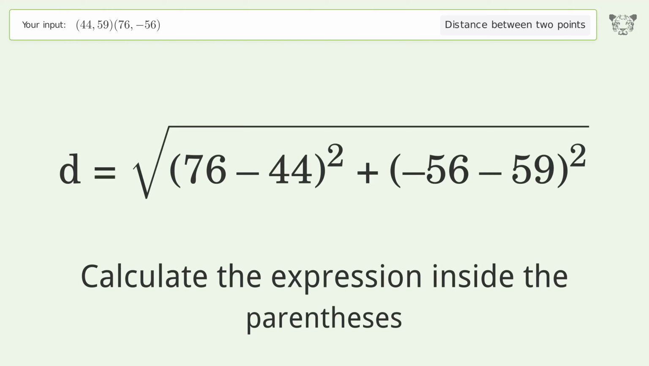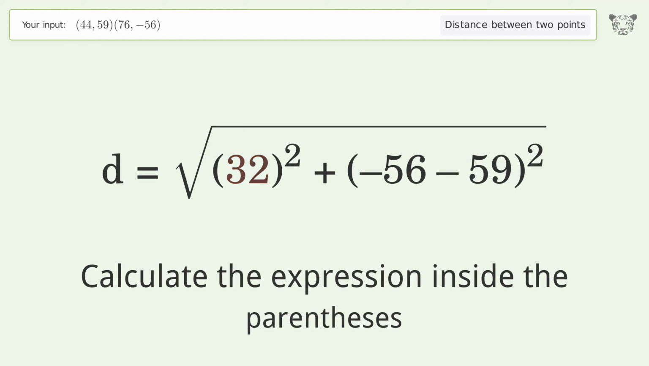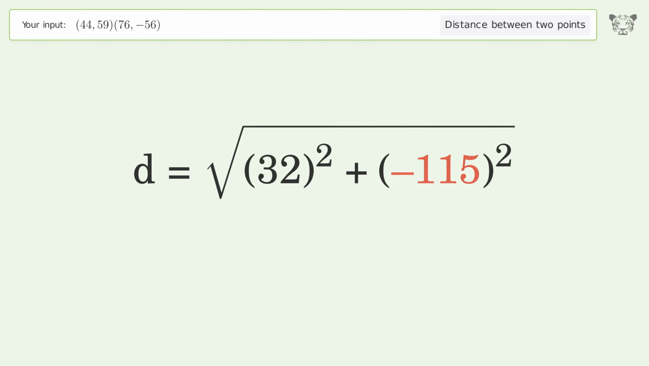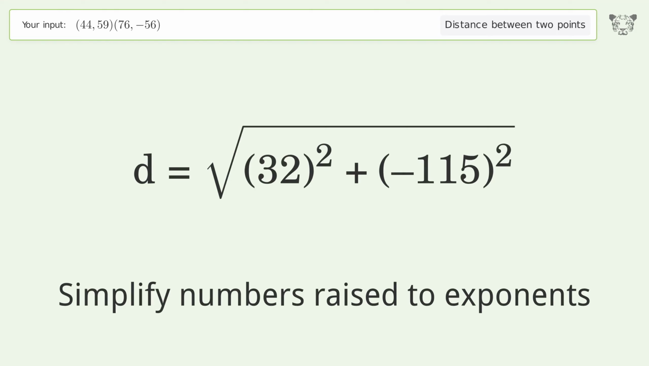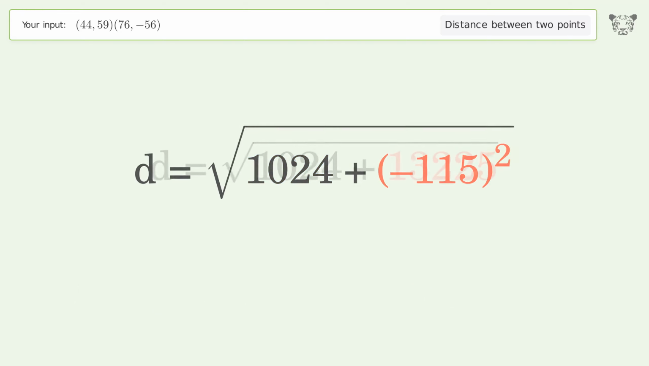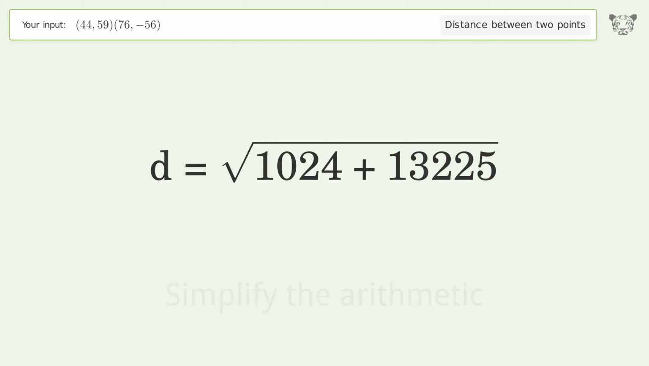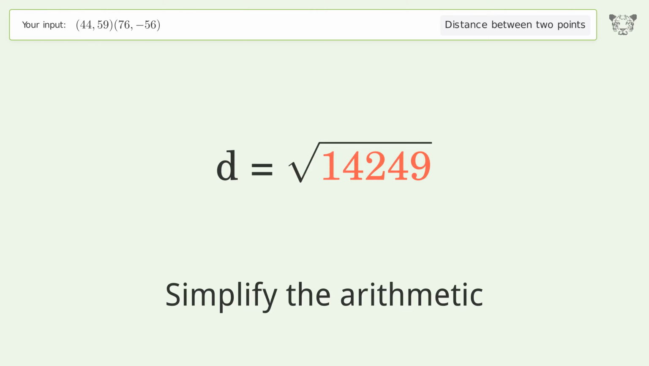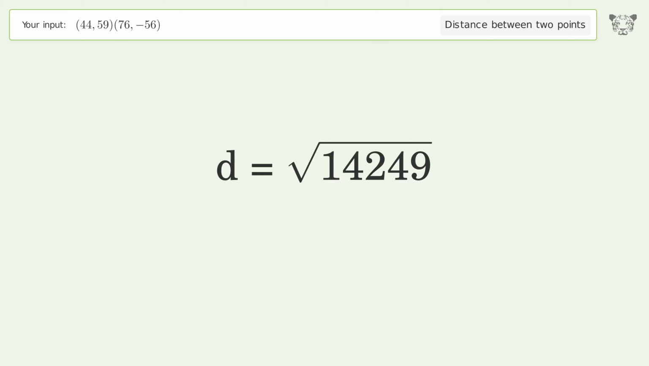Calculate the expression inside the parentheses. Simplify numbers raised to exponents. Simplify the arithmetic. And so the distance between the 2 points is the square root of 14,249 or 119.369.